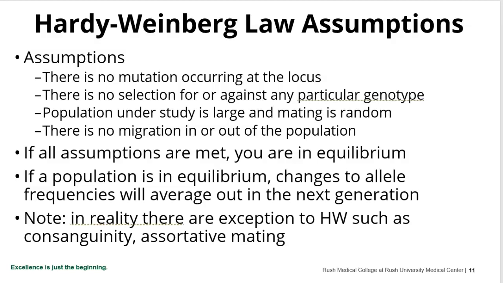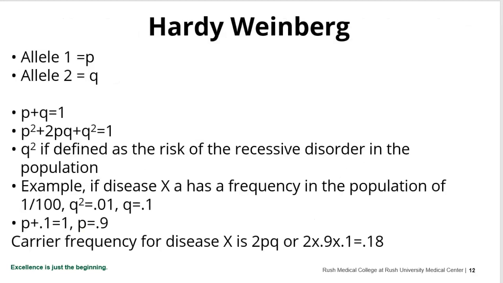So if the population is in equilibrium, changes to the allele frequency will average out in the next generation. Note, in reality, this is really hard to do, and other issues that can affect it include consanguinity and assortative mating. But let's just go through Hardy-Weinberg.